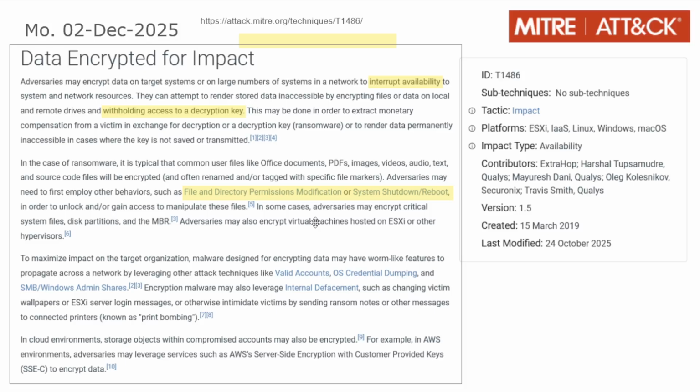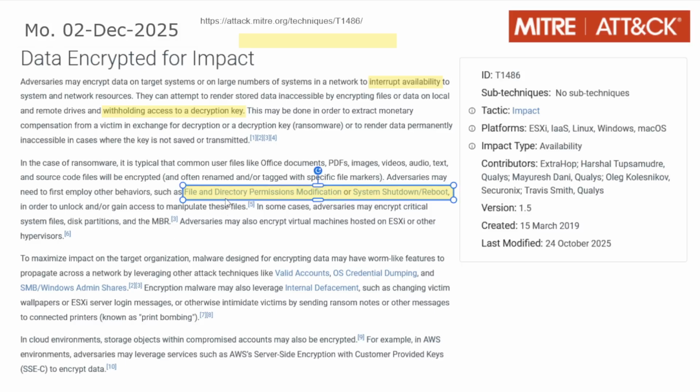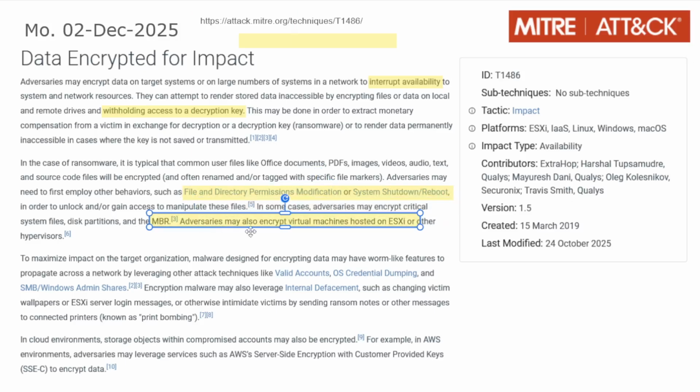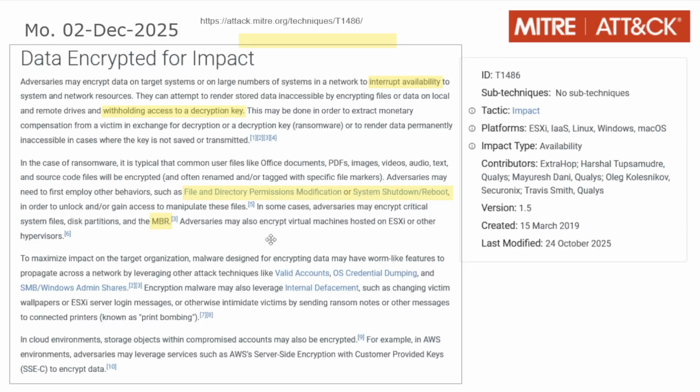In some cases, adversaries may encrypt critical system files, disk partitions, and the MBR. What is the MBR? Let me know in the comments. I might Google it, but the MBR. Adversaries may also encrypt virtual machines hosted on ESXi or other hypervisors. Yes, this is the case that I have seen. So they encrypted the entire image on the ESXi. They controlled the ESXi host.